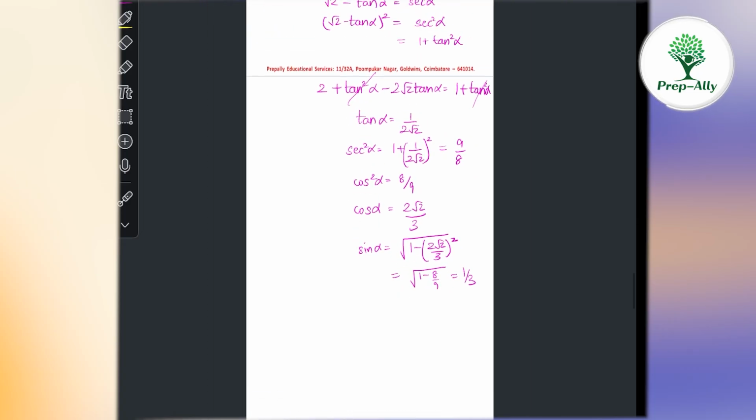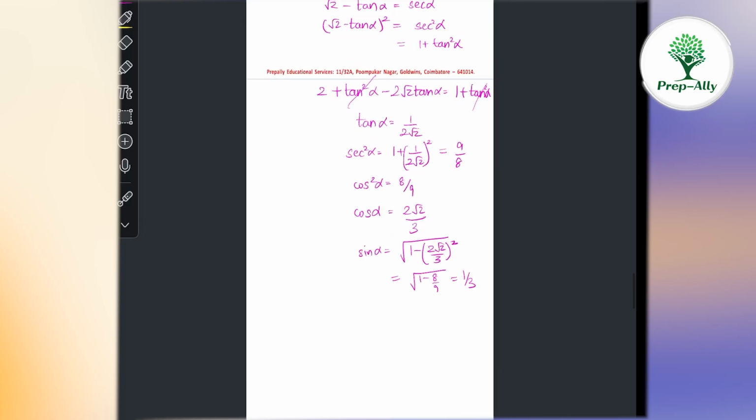What are we being asked? We're being asked to find cos 2 alpha, and we're given sine 2 theta equals 2 sine theta cos theta. So sine 2 alpha equals 2 sine alpha cos alpha, right? So sine 2 alpha equals 2 times 1 by 3 times 2 root 2 by 3, which is equal to 4 root 2 by 3.